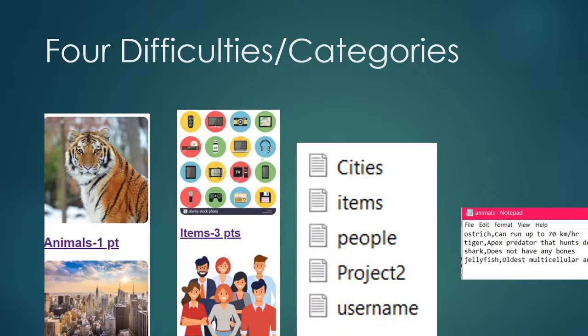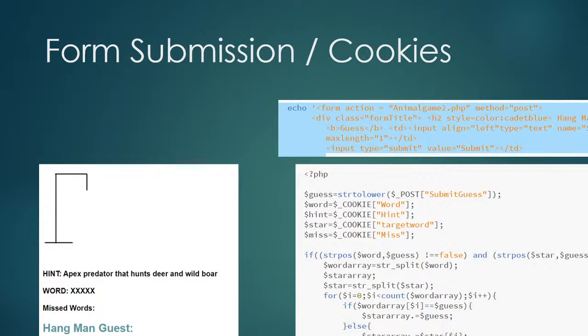During this game, we have 4 different difficulties and/or categories: animals, cities, items, and people. We had 4 different CSVs for those corresponding categories, and you'll see an example of the animals one. We have a comma-delimited value file, in which the first word before the first comma is the actual word, and the second value is the hint. Using this, we came up with the game.